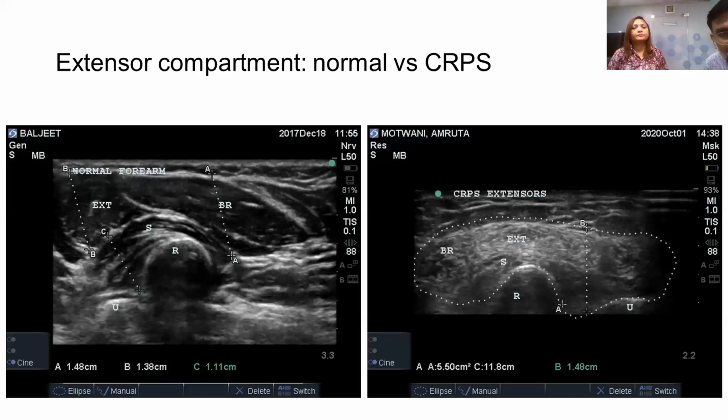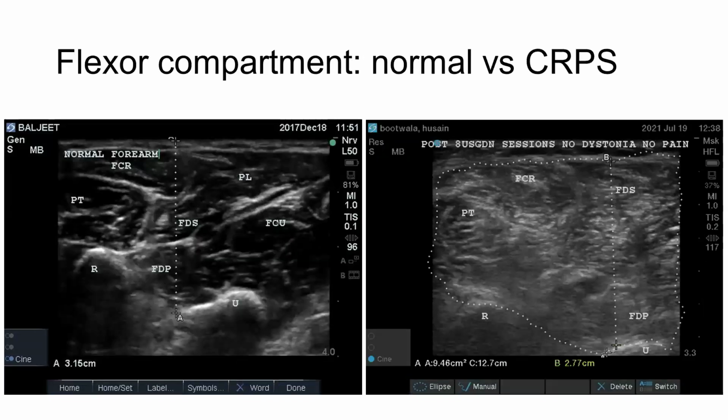Hello, can you be a little louder? At what level is this ultrasonography? I mean, at what part of the forearm? This is usually the upper one third. Okay. And you had also shown all the flexor muscles in one of the slides. Can we see that also? Can you see? Yes, sir. All right. So this is also at the upper one third, sir? Yes. Okay. Thank you so much.